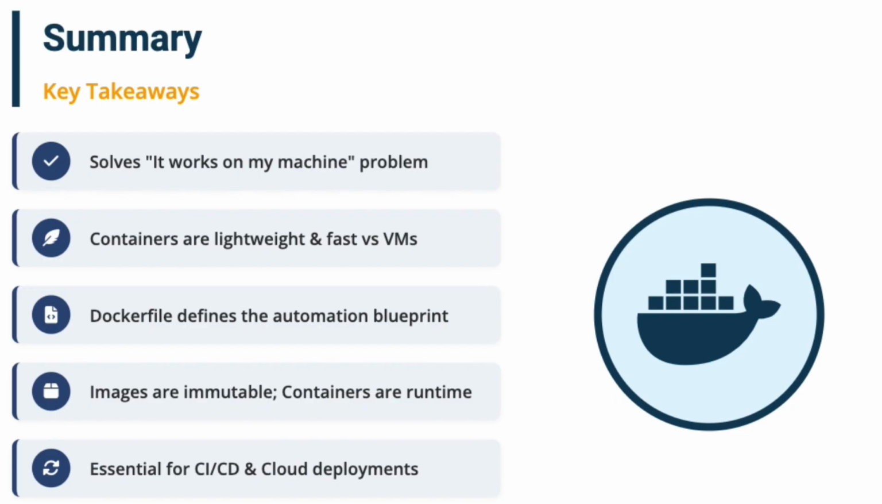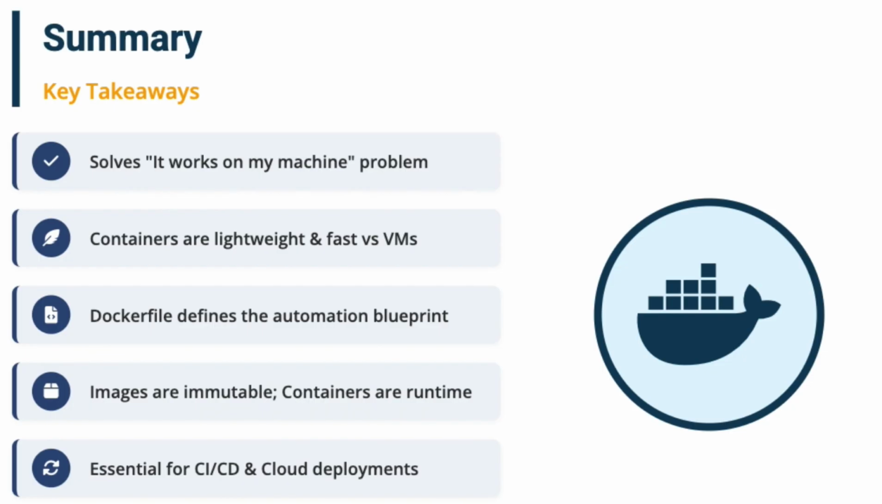The Dockerfile is your automation blueprint, defining exactly how your image is built layer by layer. Crucially, images are immutable templates, while containers are the running instances created from those templates. Ultimately, Docker is essential for modern CI/CD pipelines and any cloud-native deployment strategy.